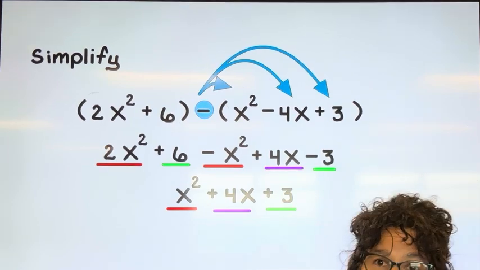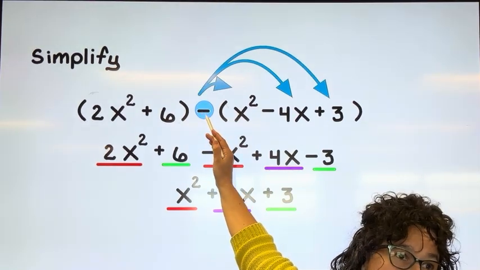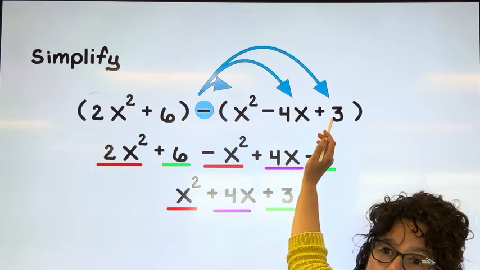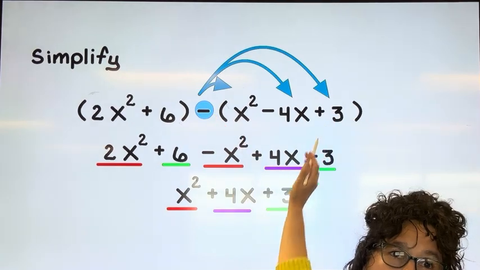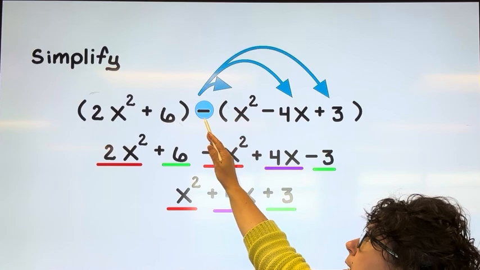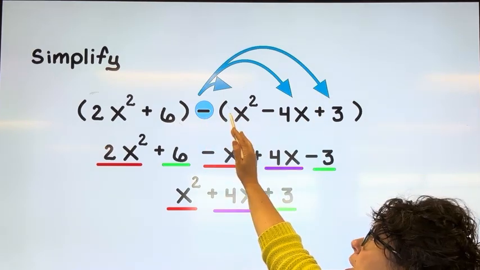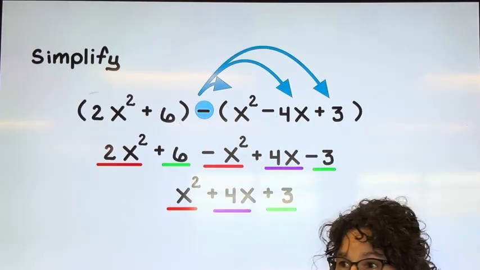So quick reminder one more time, if there's a plus in the middle, when you distribute the plus through, it doesn't change any of the signs, so they just come down. But if there's a negative, when you distribute it, it changes the sign on each one inside of the parentheses.